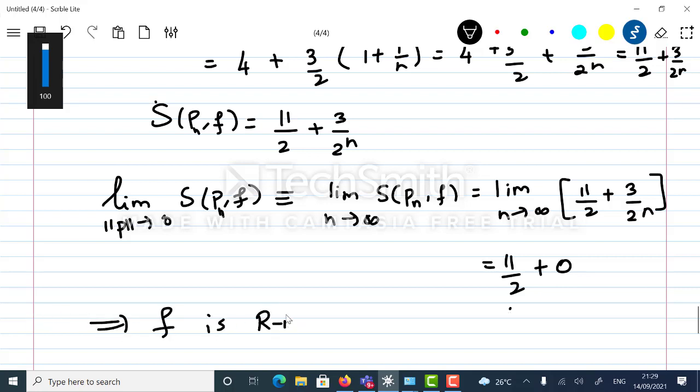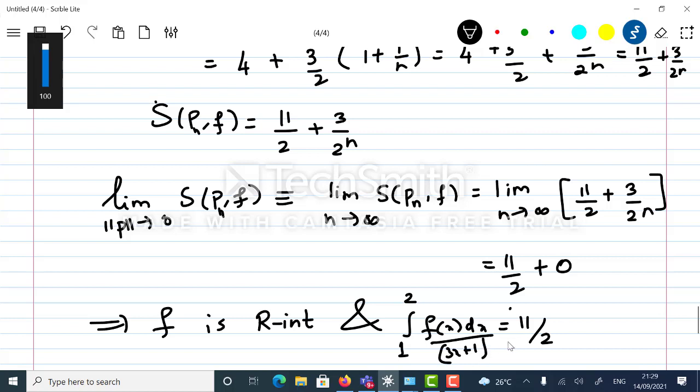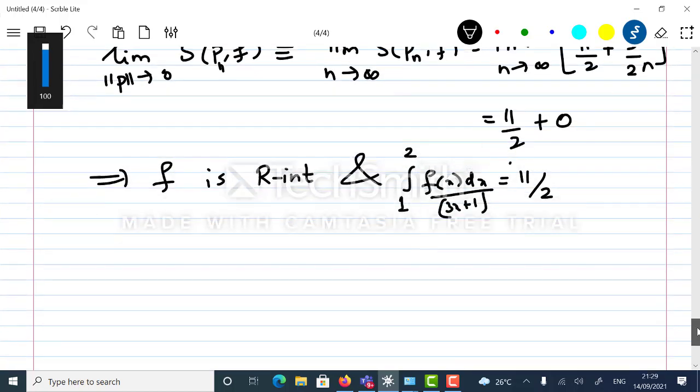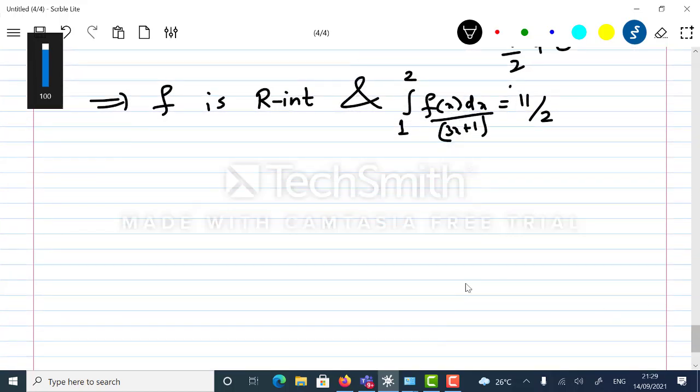F is R integrable, and the integral value from 1 to 2 of f of x dx is equal to 11 by 2. So even in your 12th standard you must have this. If you take the integration of 3x plus 1, I am sure that you will get 11 by 2 only. So that you can verify.